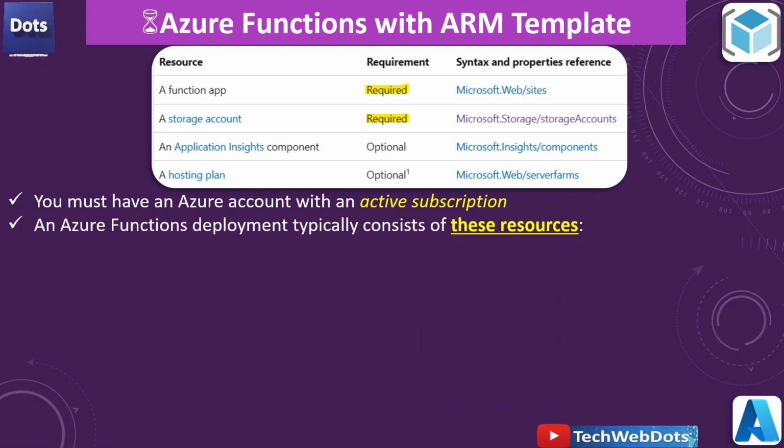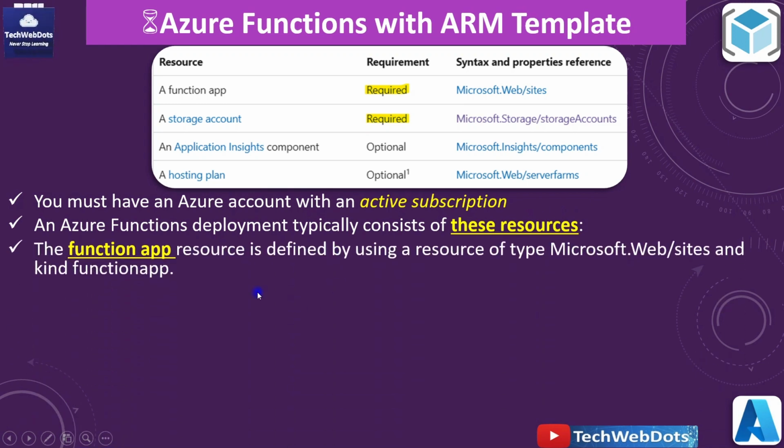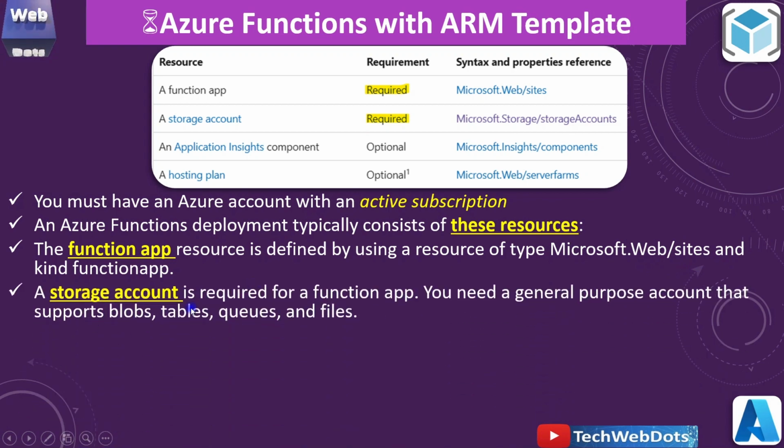Okay, so an Azure function deployment typically consists of these resources. The mandatory one is the function app resource. It's defined by using the resource type Microsoft.Web/sites, and the kind is functionapp. Another one is a storage account, which is required for the function app. You need a general purpose account that supports blobs, tables, queues, and files.